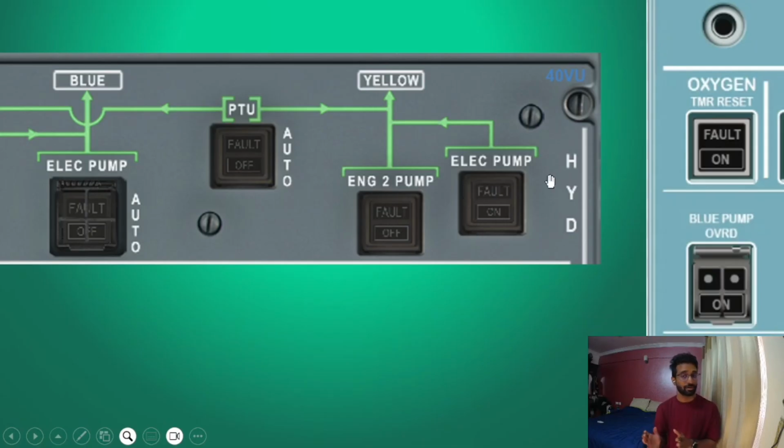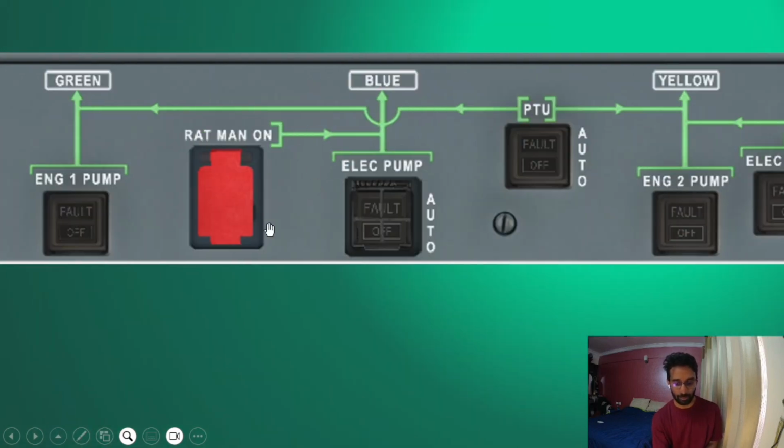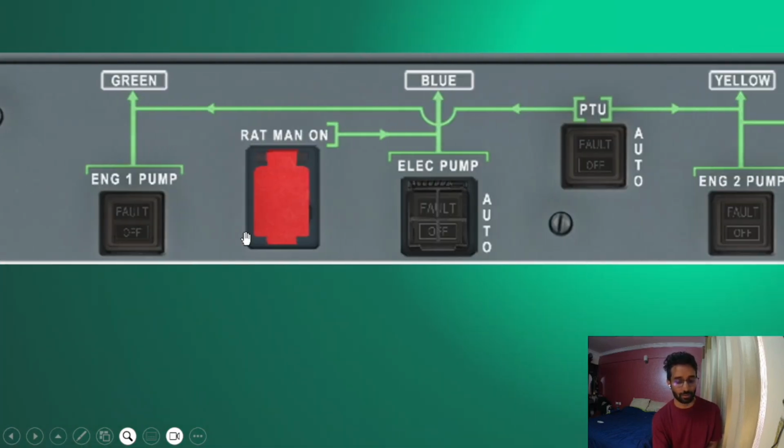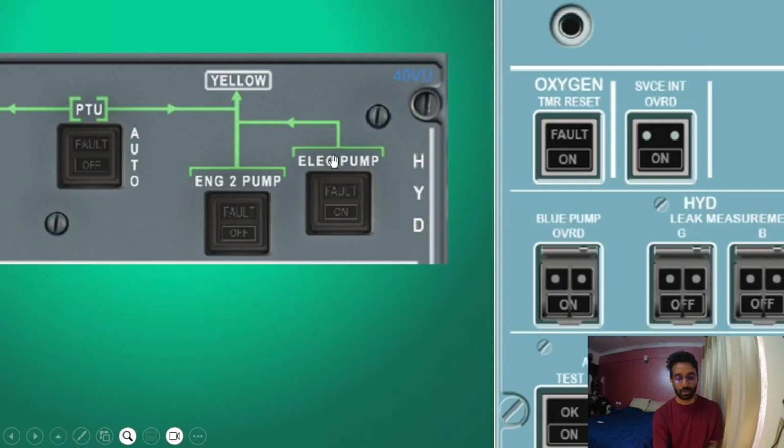Now electric pump, the yellow electric. This is the yellow system: engine 2 and electric pump. Blue system: only electric pump. Green system: only engine 1. So the yellow system has an electric pump, right? Is it working in normal cases? No, it is off in normal cases.